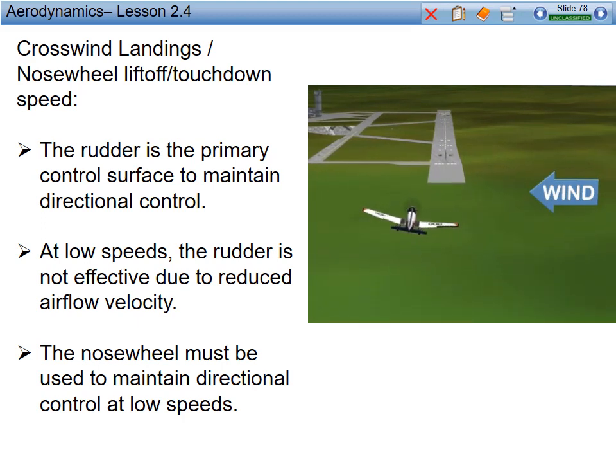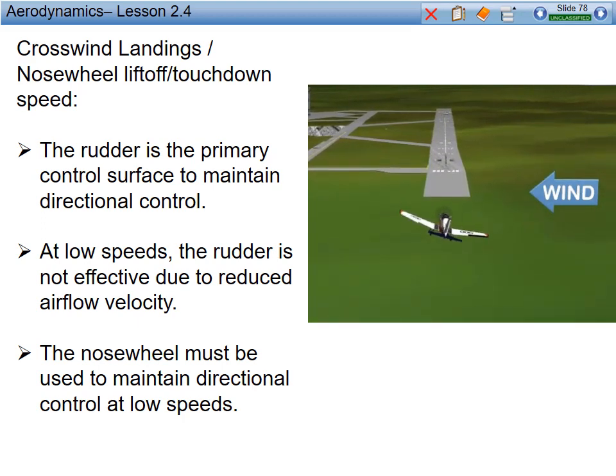Crosswind landings. Nose wheel touchdown speed. The rudder is the primary control surface to maintain directional control. During a crosswind landing, the wings will be deflected down towards the relative wind, and the rudder will be used to maintain directional control across the runway. At low speeds, the rudder is not effective due to reduced airflow velocity. Thus, the nose wheel must be used to maintain directional control at low speeds and must be in contact with the ground prior to losing rudder effectiveness.